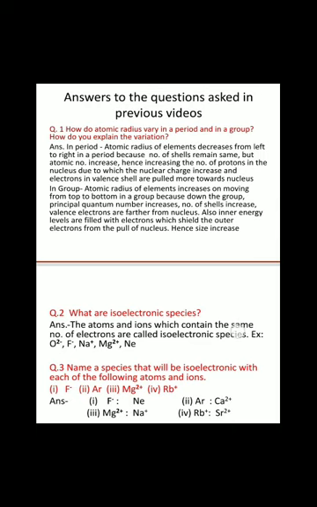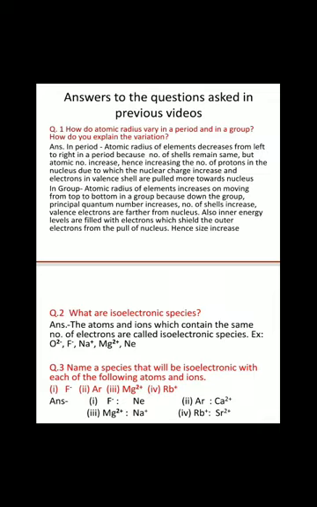Next question was, name a species that will be isoelectronic with each of the following atoms or ions. The number of electrons in the species should be the same. For F- we can write Ne or Na+ or Mg2+. Any of these species would be correct for F- since they all have 10 electrons. For argon we can write Ca2+ as they both have the same number of electrons, that is 18. Similarly for Mg2+ we can write Na+, and for Rb+ we can write Sr2+. These are isoelectronic.